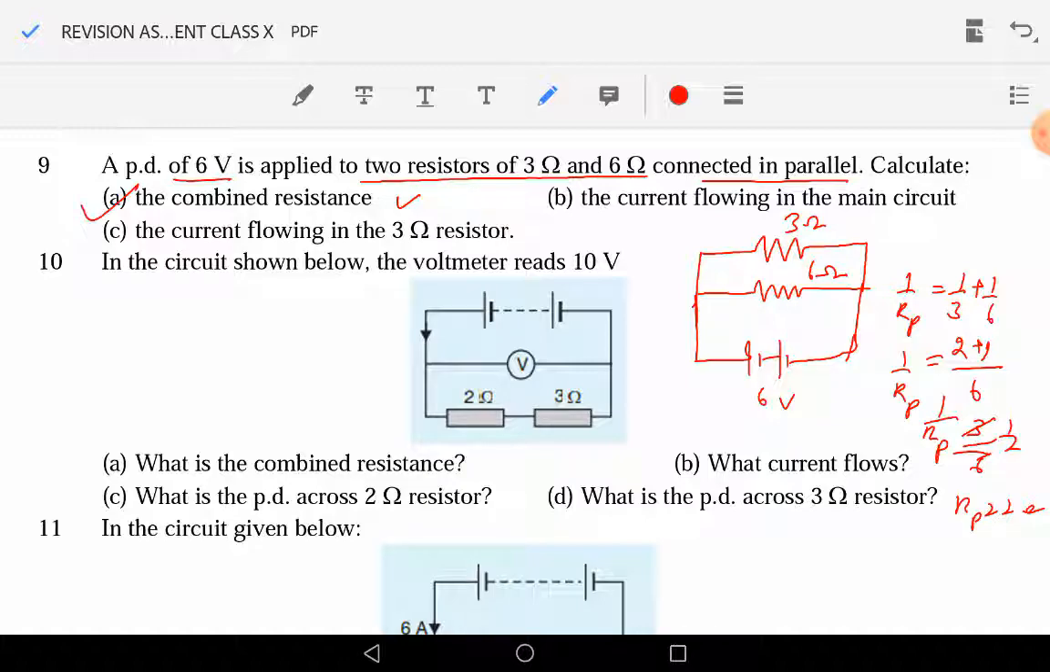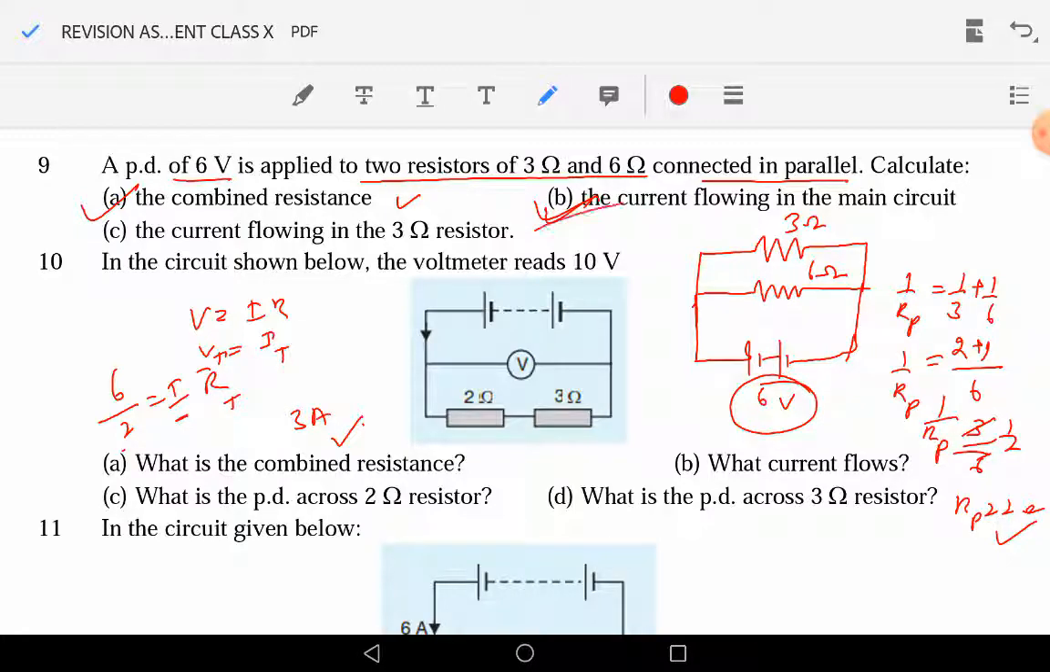Part A is done. Now the current flowing: V is equal to IR, so I is equal to V upon R. This is the total current, so V should be total and R should be total. Total potential is 6, and the total resistance is 2, so the current comes out to be 3 ampere. So this is the answer to the second part. We have to find the total current, so potential and resistance should also be total.